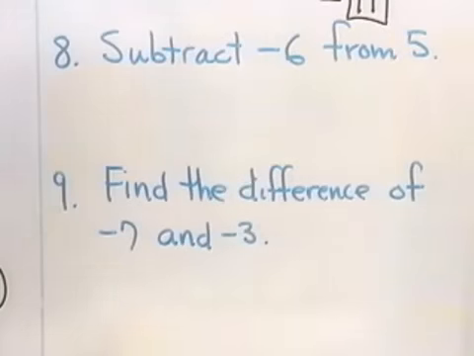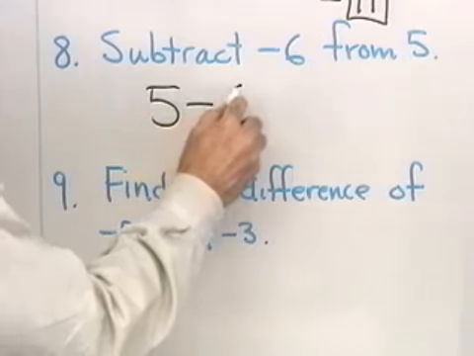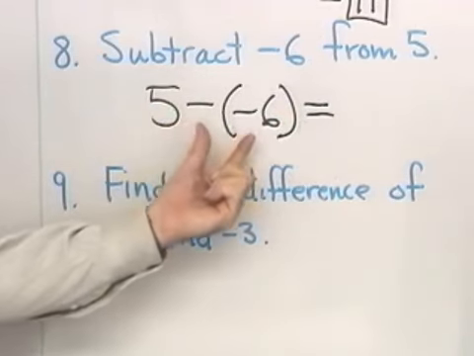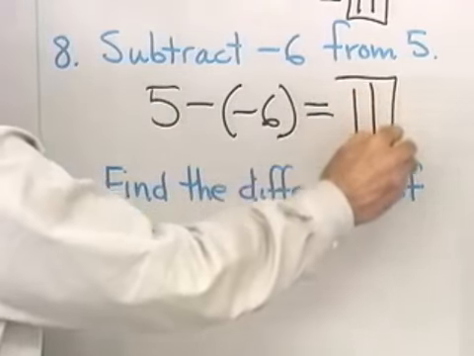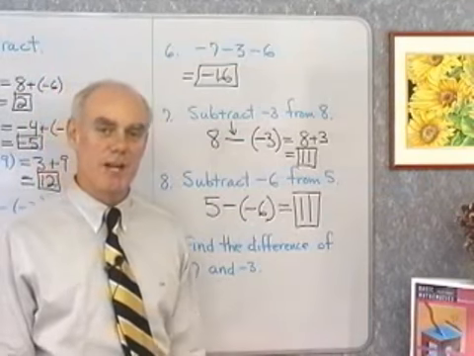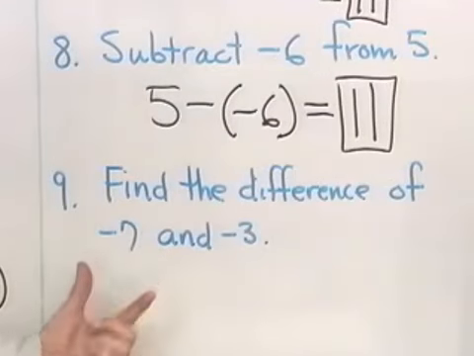Here's our next problem. Subtract negative 6 from 5. 5 subtract negative 6. Well, that's going to be 5 plus 6, which is 11. So subtracting negative 6 from 5 gives us 11. Let's look at a problem now that involves the word difference. Find the difference of negative 7 and negative 3.